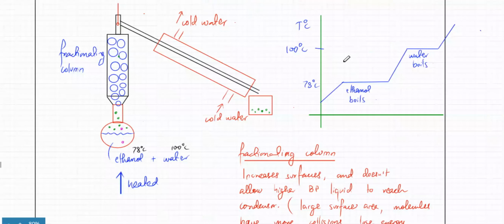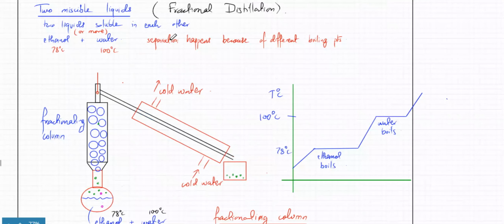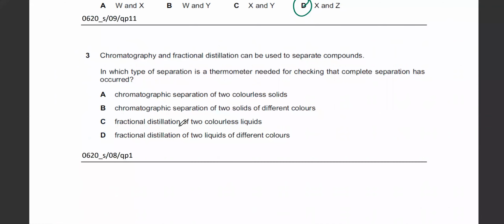I think this was fractional distillation, and fractional distillation was for two liquids which are soluble in each other. That is when you use fractional distillation, and the two liquids must have different boiling points, so that one evaporates first, and the second one evaporates at a later time at a higher temperature. So it's going to be fractional distillation of colorless liquids, because for colored you use chromatography.